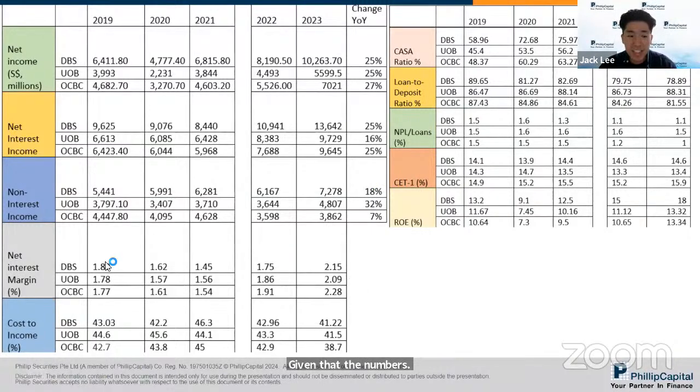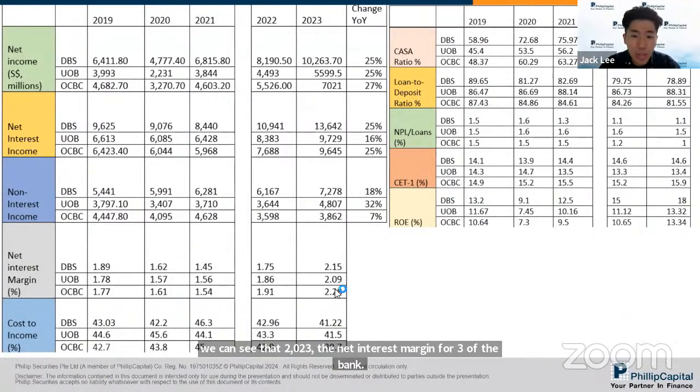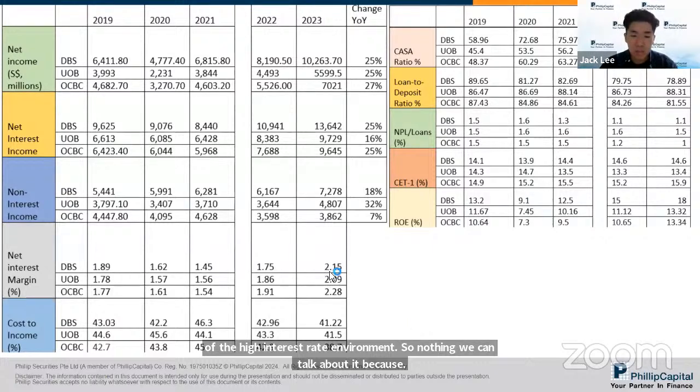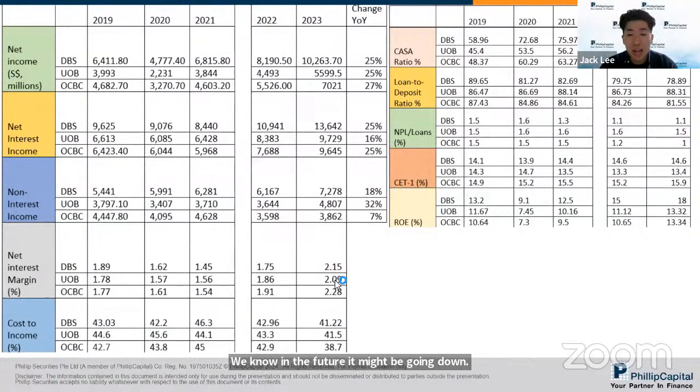And let us look at the net interest margin. So we can see that 2023, the net interest margin for three of the banks go up to 2%, which I think is quite reasonable because of the high interest rate environment. So nothing we can talk about it because we know in the future it might be going down. So we may not see so high net interest margin.